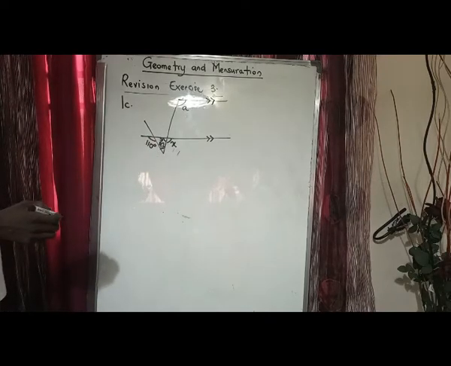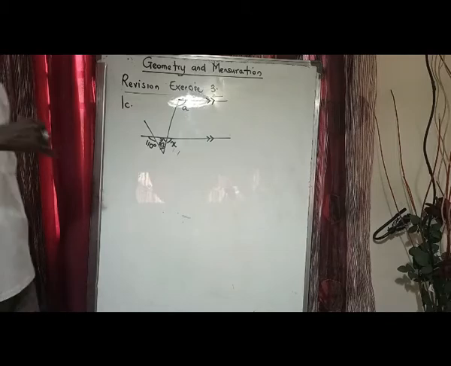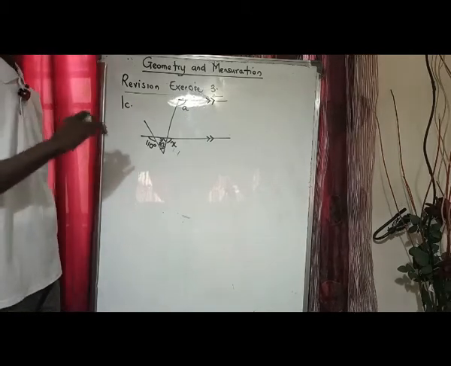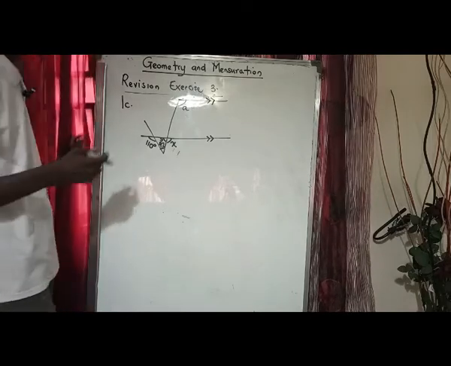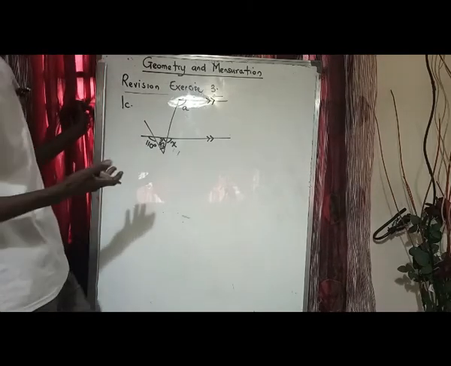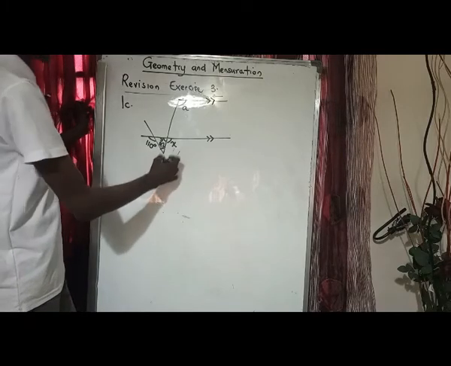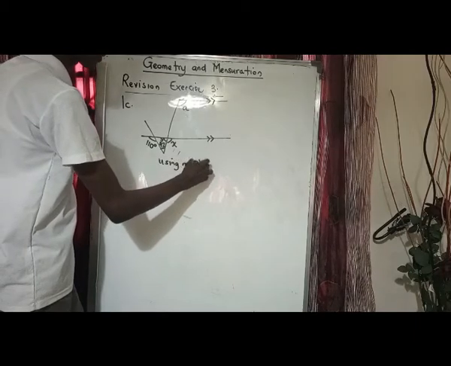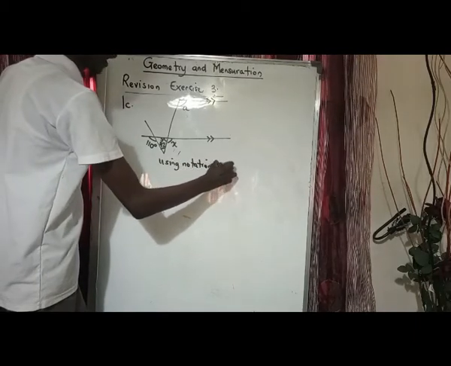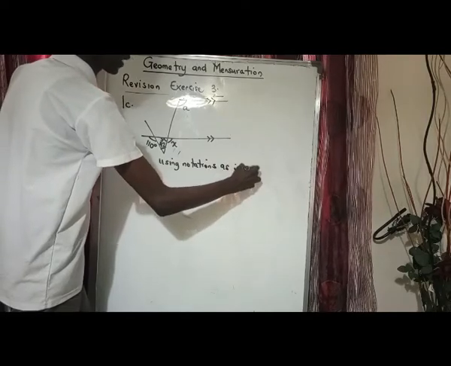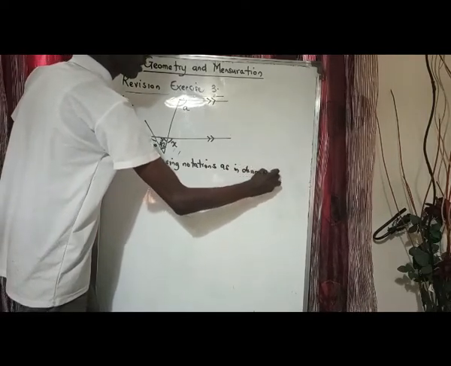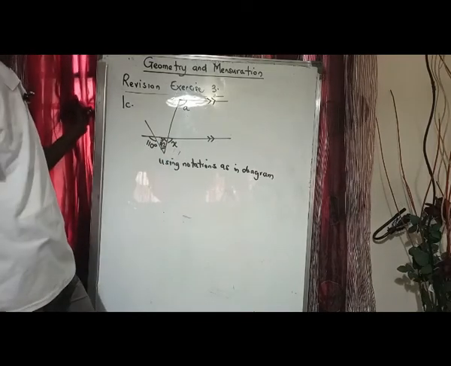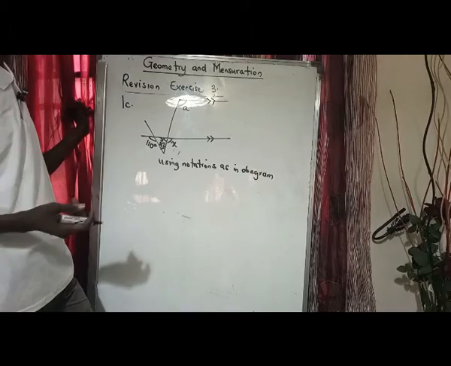Please take note that when it comes to formal geometry, there's no particular way of solving. It's a function of what you can see as you start solving. So I saw this and I'm going to work with that. I will start by saying using notations as in diagram. Why am I saying that? Because these letters I'm introducing were not given to me in the question. So I am the one introducing those letters.